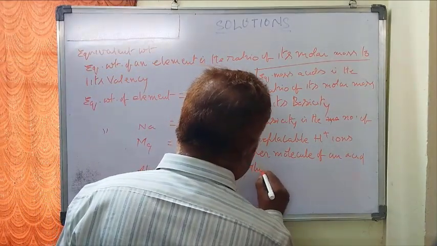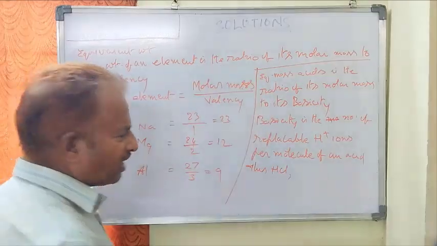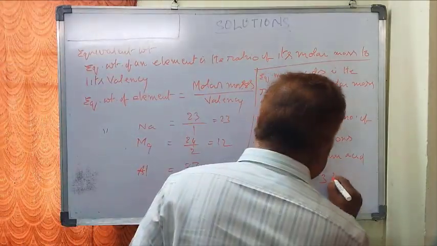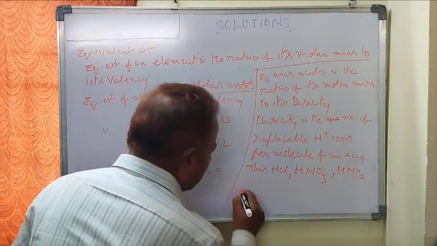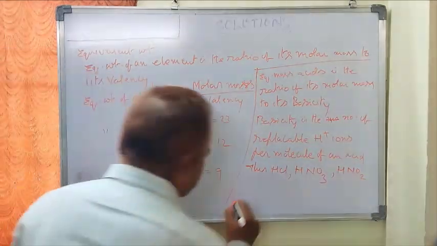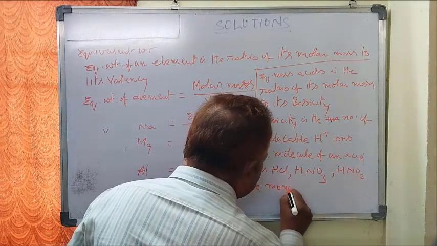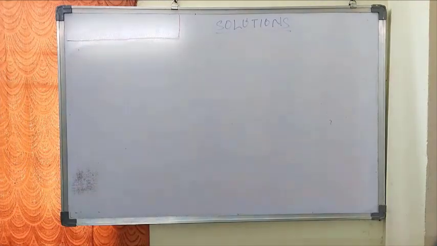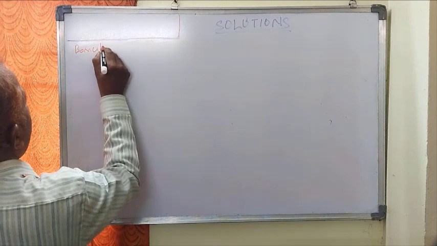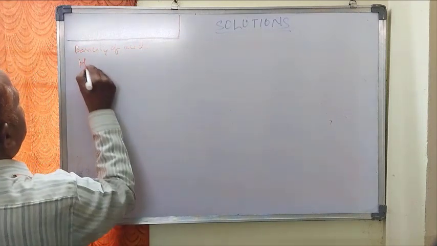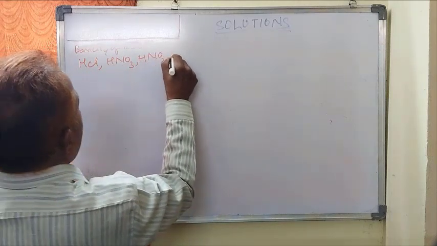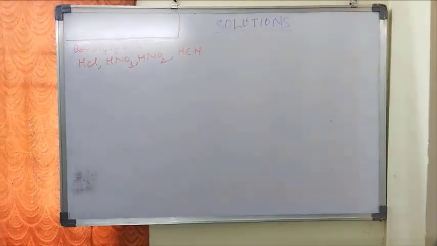Thus HCl, HNO3, hydrochloric acid, nitric acid, nitrous acid HNO2, HCN, all these have only one replaceable H plus ion. Therefore, they are referred to as monobasic acids. So just now we discussed the basicity of acid.